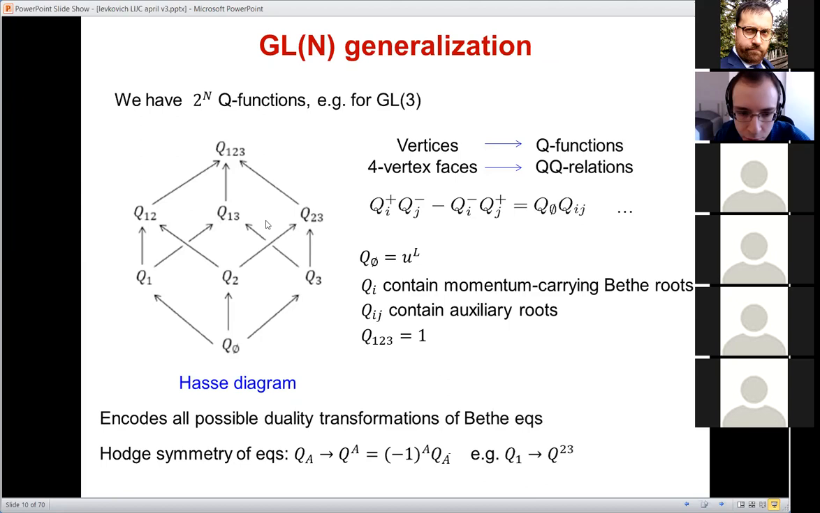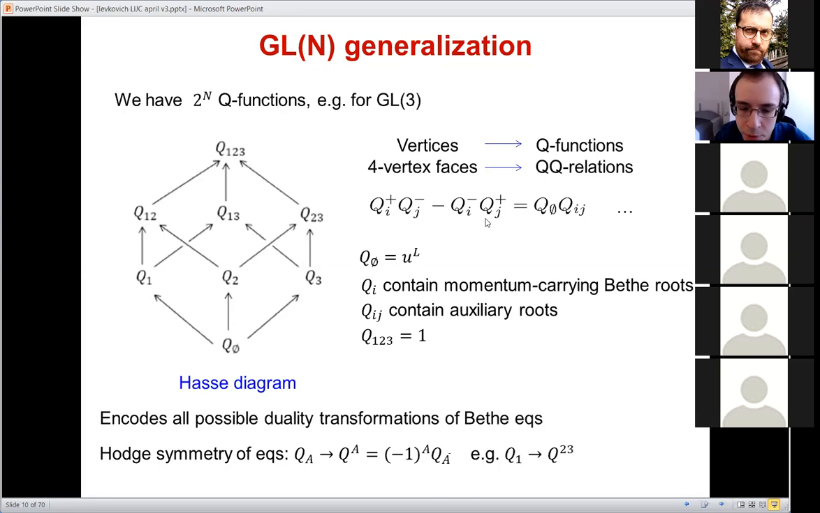So you keep writing GLN? Yeah. Well, is there a reality condition somewhere? No. Here I'm just speaking about GLN in the fundamental representation, which is typically called SUN in the literature. That's all I mean to say.